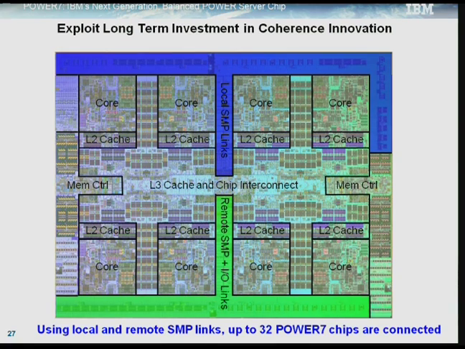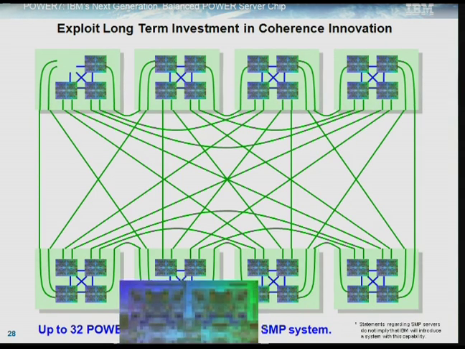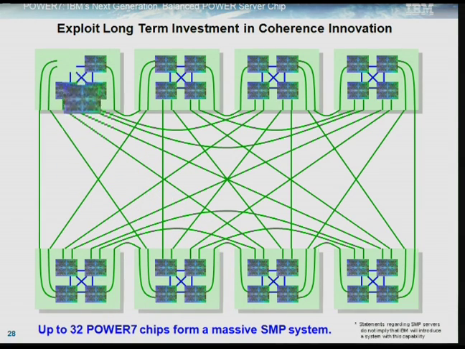So right there you see the off-chip drivers and receivers. Now these are single-ended and devoted to what we call our local SMP links and our remote SMP links, as well as our I/O subsystem bridge chip connect. Now we take basically that one Power 7 chip, and let's see if the clicker works. There, the clicker works. And we drop that in, and that is our 32-socket topology.